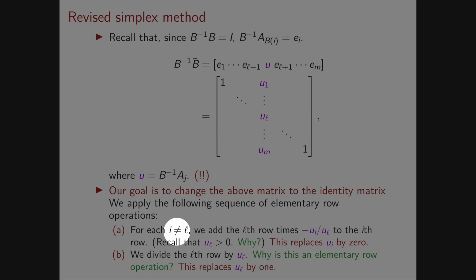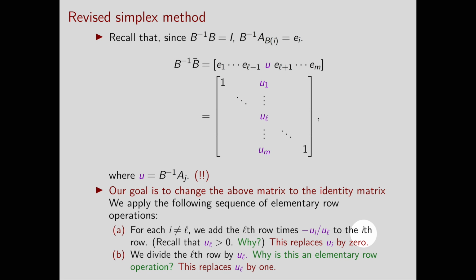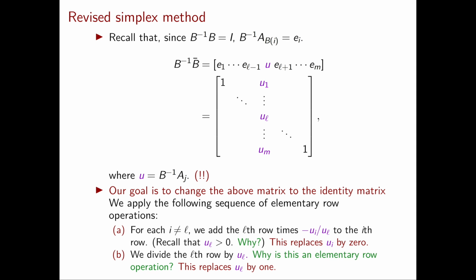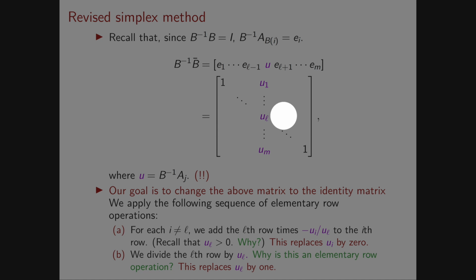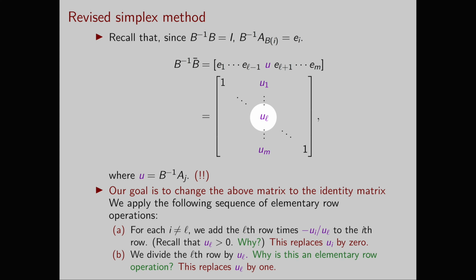Similarly, for every row i different from L, we add the lth row times minus ui over ul to the ith row. And this has the effect of replacing ui by 0. After all these elementary row operations, we still have to deal with the row L. And everything we need to do is to divide the row by ul, so that the entry ul becomes 1.